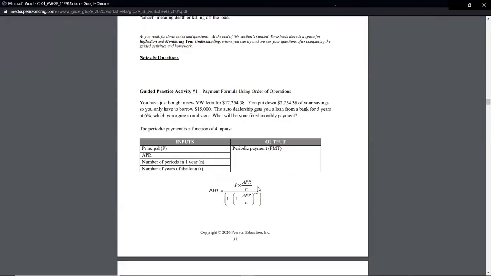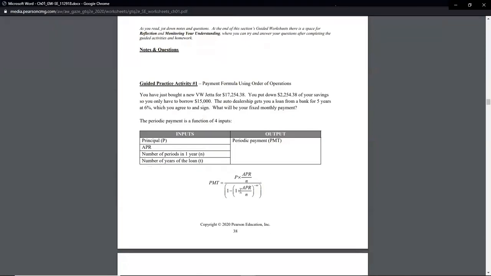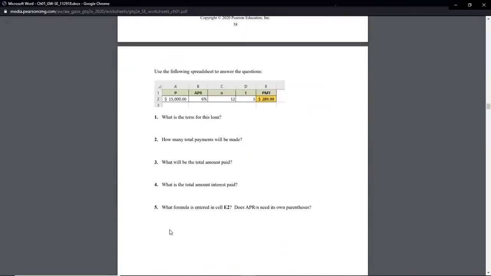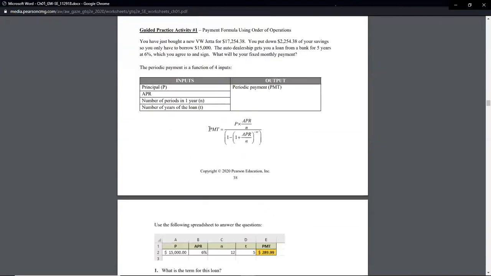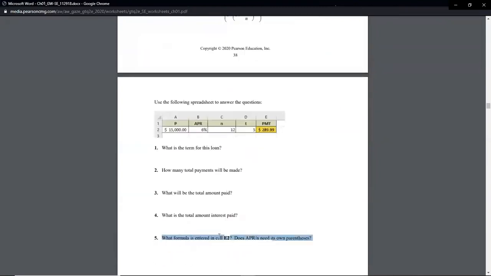So this formula, what the guided activities want us to do ultimately is, what formula is entered in cell E2 using these 4 cell references. So this yellow highlighted number right here, this 289.99, is acquired by using the 15,000, the 6%, a monthly payment system, compounding system, and then 5 years, all thrown into this formula right here. But they want to know what it looks like in Excel.